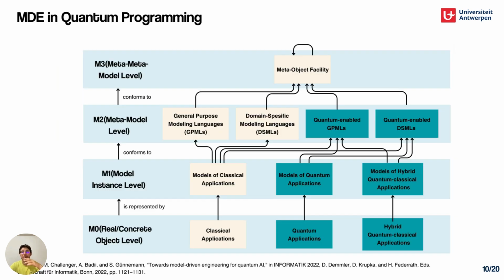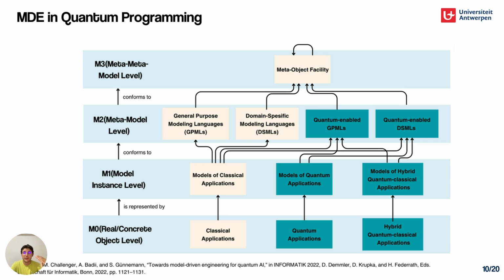Let's see the structure of MDA in quantum programming, and we can see a hierarchy here. At the base of the hierarchy, the M0 level, or the real concrete object level, represents the real world objects and the systems that exist in the physical world. It can be a QPU, or a quantum processor or CPU.